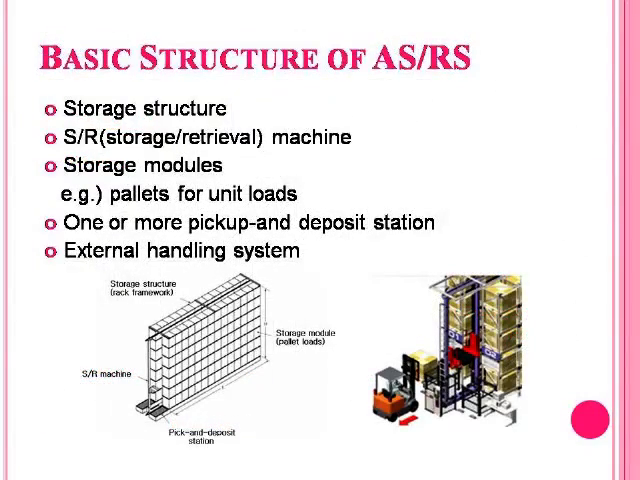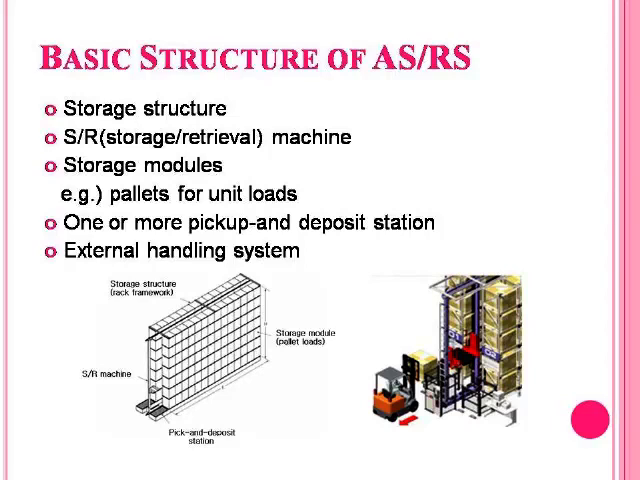The basic structure of the ASRS is the storage structure, and we have a storage and retrieval machine, the SR machine, which is normally a crane, and storage modules are pallets for unit loads. So the loads are kept in pallets, and the pallets are kept in the storage bins. We can have one or more pickup and deposition stations where the component will be picked up, and also stored items will be retrieved and then placed.